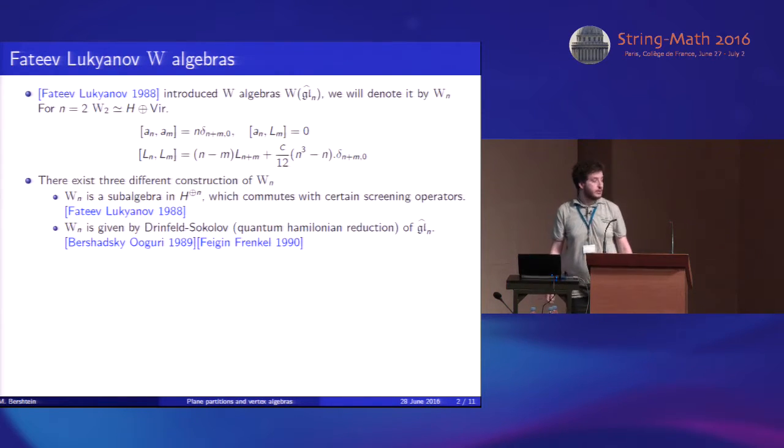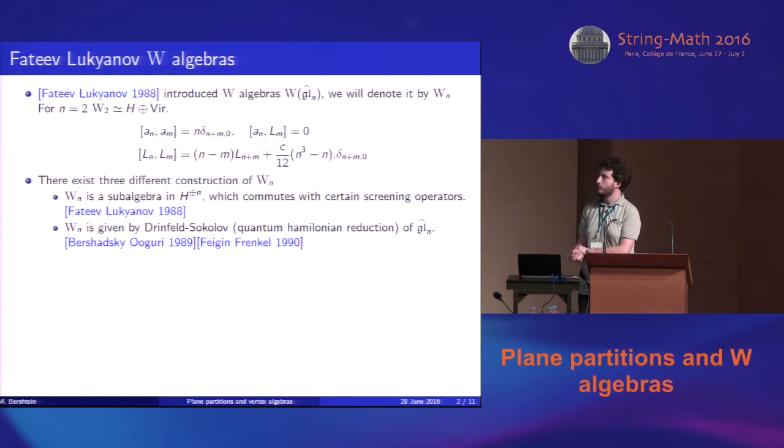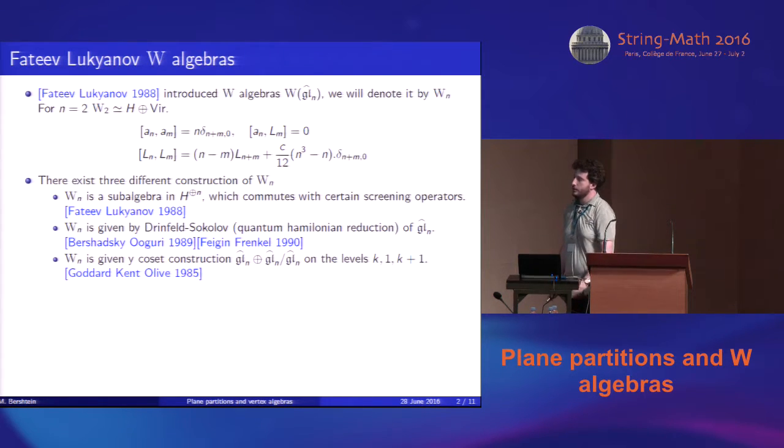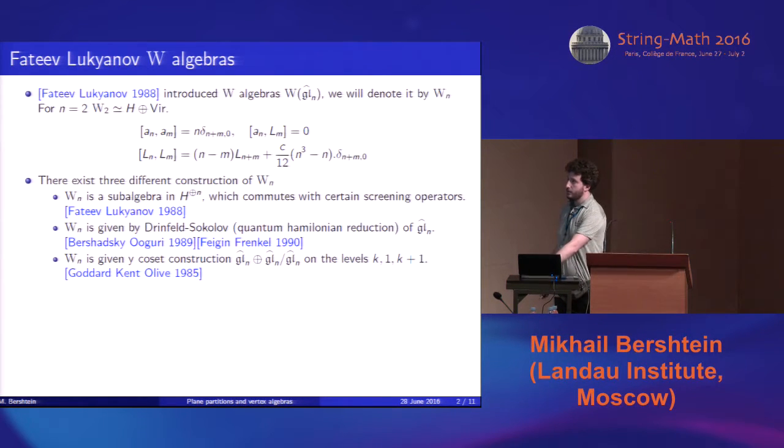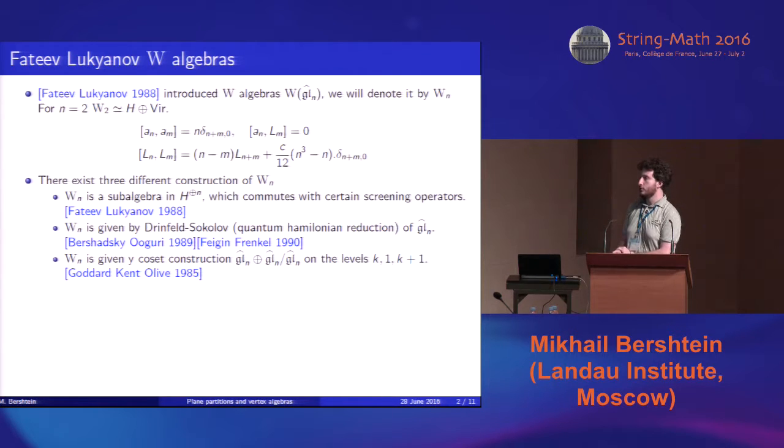Another approach is a so-called Drinfeld-Sokolov or quantum Hamiltonian reduction of GLN hat for certain important element. And one more approach is a coset construction of this algebra. First and second approach are really close. In many cases, it is possible to see that this Drinfeld-Sokolov reduction is more or less the same as the screening construction. But the coset approach is, in my understanding, a little bit different. In my talk, I will use the screening operator approach when I talk about W algebras.